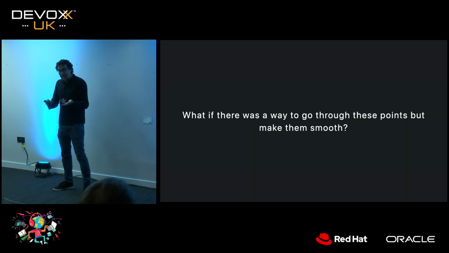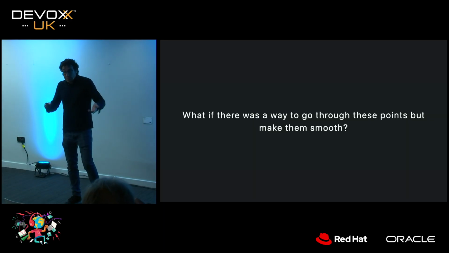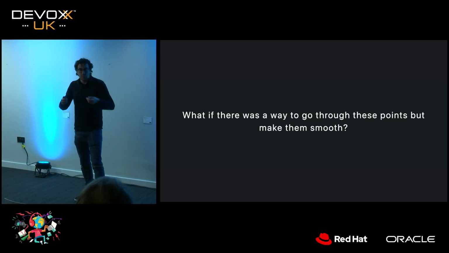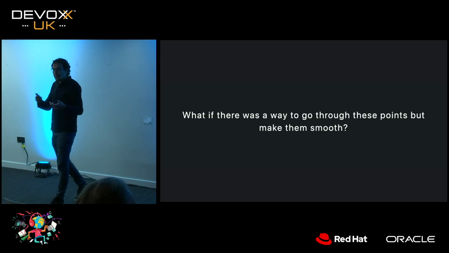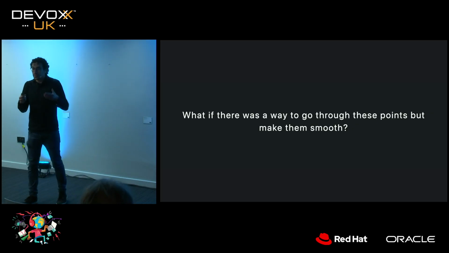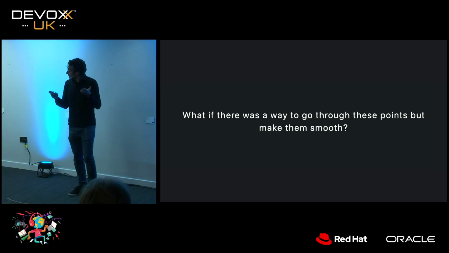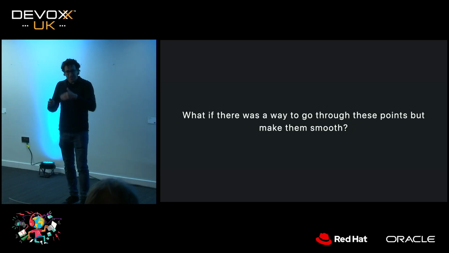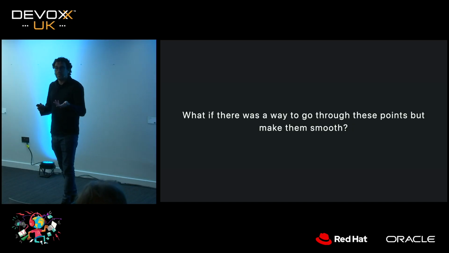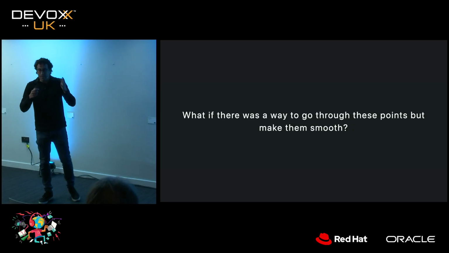So what if there was a way to go through all these points, but still make them smooth? You don't want to add too many points and go a bit rogue, you just want to keep the points you already have, but make everything a lot nicer, like what you're expecting today on Snapchat, on TikTok, on Figma, on whatever.